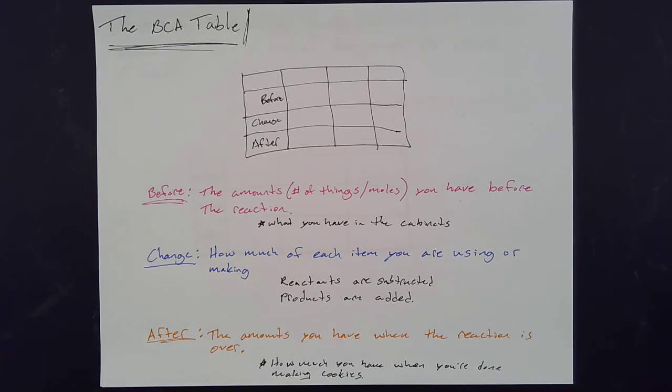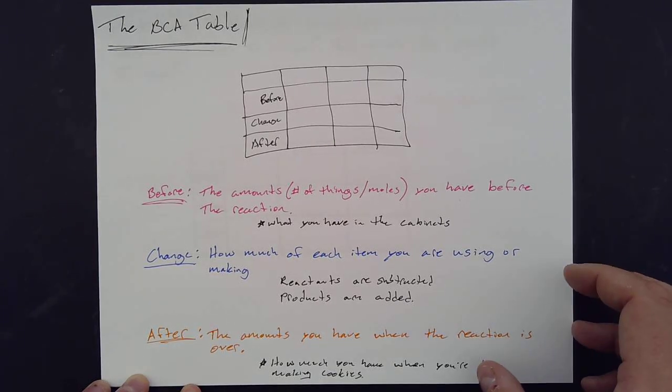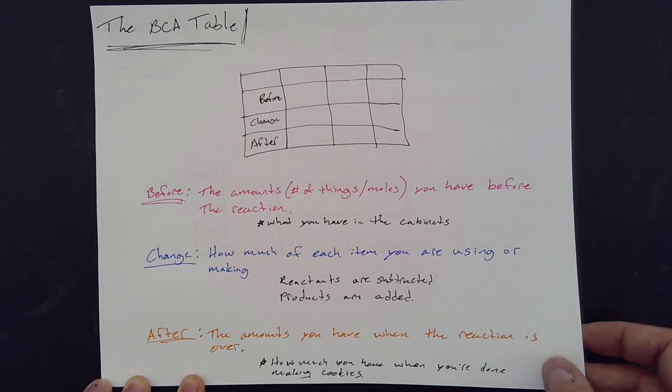The change column, the middle, is how much of each item is changing, or rather, what's being added and what's being subtracted. On my reactant side, the things before the arrow, those things are going to get subtracted. I'm going to use those ingredients up, so I'm going to have less of them at the end. On the other side, the products, the things I'm making, I'm going to have more than what I started with because I'm making these things. And then the after is how much is left over.